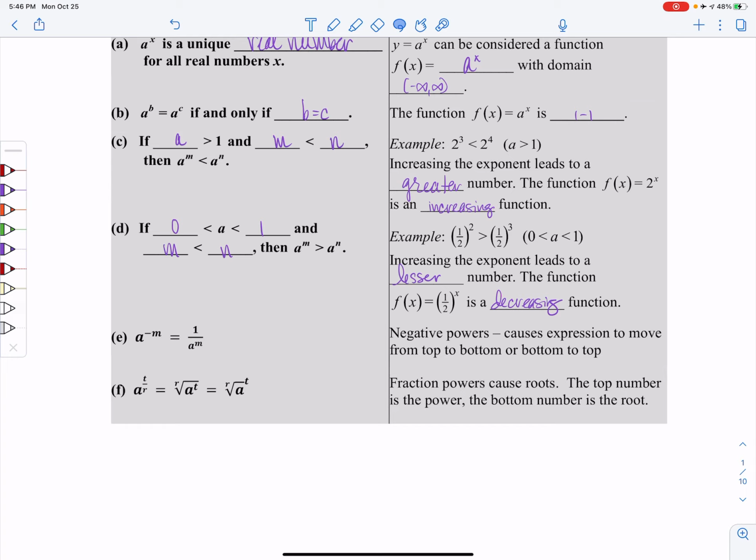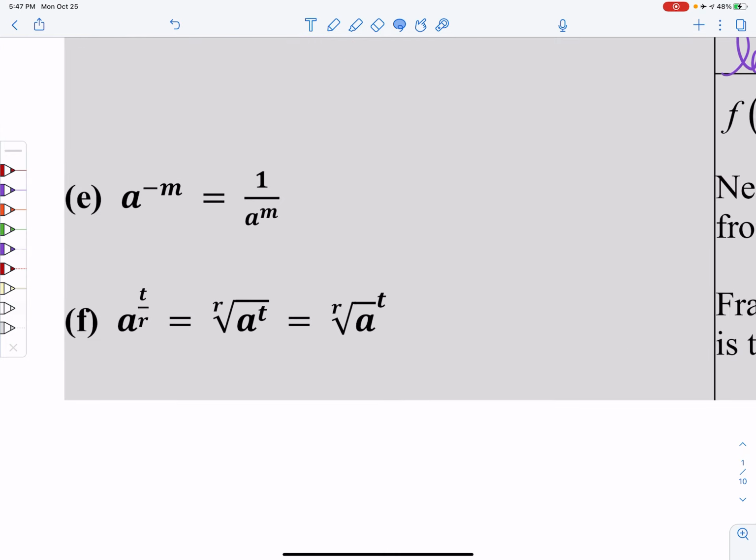The last property here that I'm going to remind you of on this first page is a fraction power property. So you'll notice that I have an a, and I'm raising my base to the t over r power. So this is a fractional power. What you notice is that the bottom number of that fraction is going to be the root. So a fraction power can always be rewritten as a root of some sort.